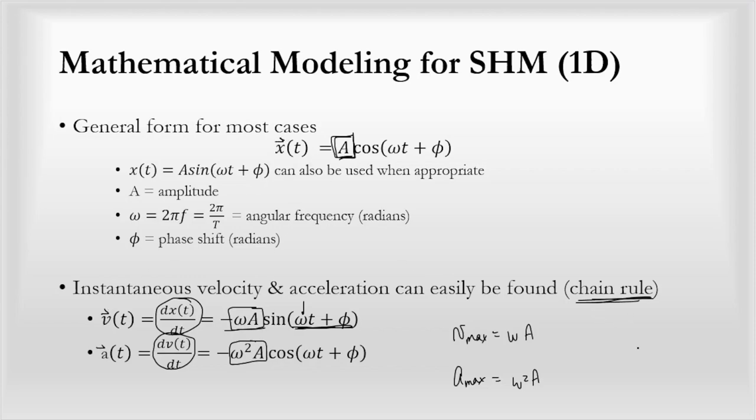So as an object moves back and forth, let's say we have our mass on a spring again, the acceleration and velocity are going to change direction. But if we want to look at the maximum values of those, I do omega A or omega squared A. Okay, so that gives us some ground to do some mathematical modeling for our simple harmonic motion.